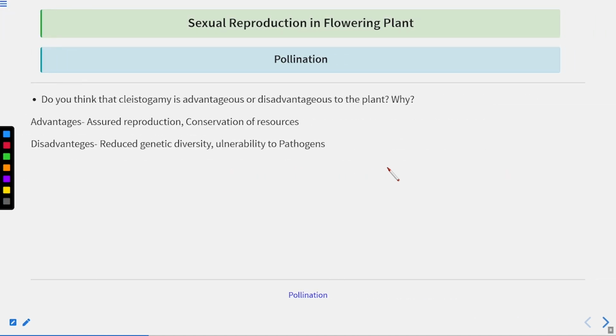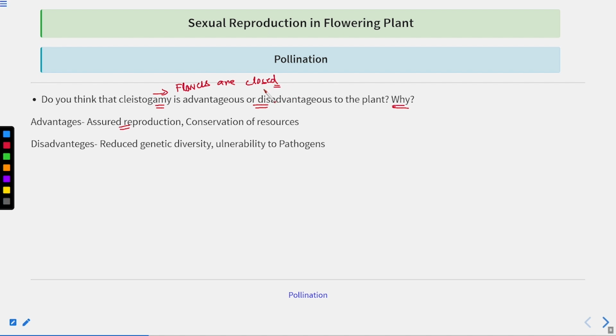Clear? Now, do you think there is a question? Do you think that cleistogamy is advantageous or disadvantageous to the plant? And then you have to justify it. So let's talk about the advantages. The first advantage is assured reproduction. Is cleistogamy advantageous? Cleistogamy means when the flowers are closed. The flower remains closed.